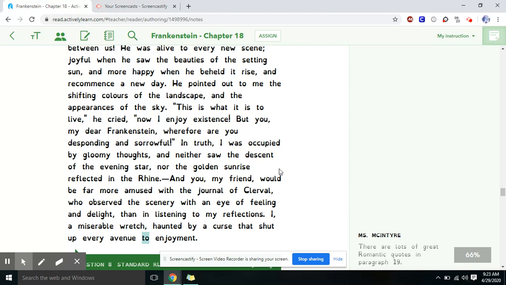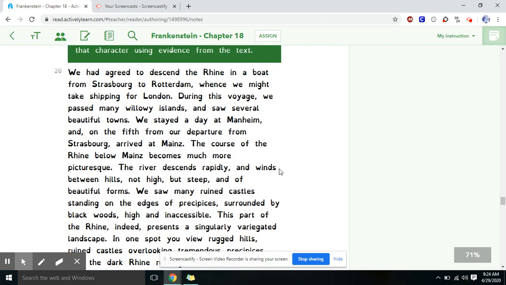In truth, I was occupied by gloomy thoughts, and neither saw the descent of the evening star nor the golden sunrise reflected in the Rhine. And you, my friend, would be far more amused with the journal of Clerval, who observed the scenery with an eye of feeling and delight, than in listening to my reflections. I, a miserable wretch, haunted by a curse that shut up every avenue to enjoyment.